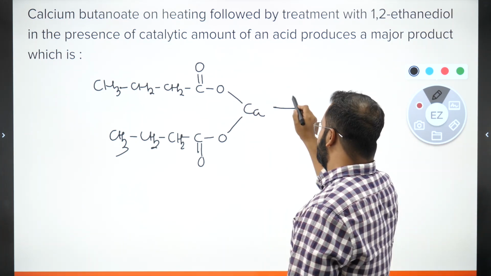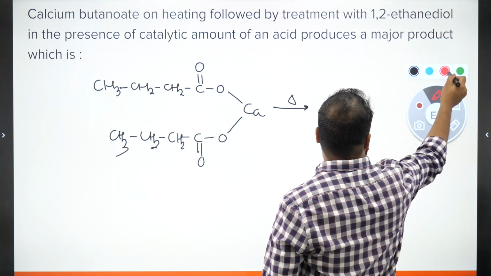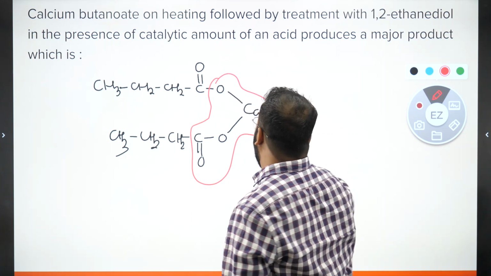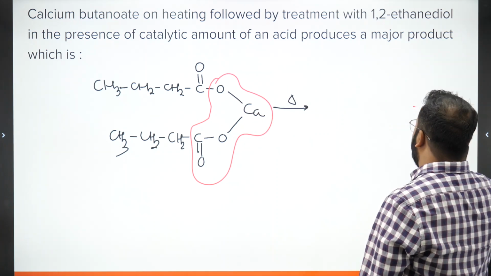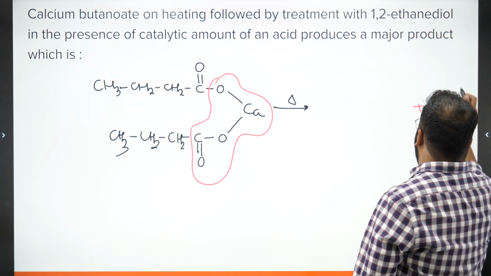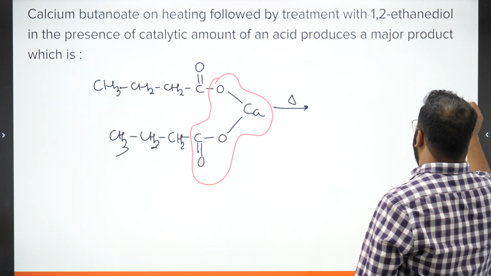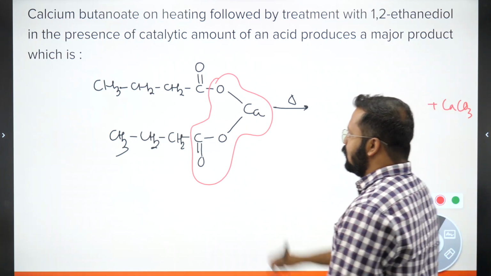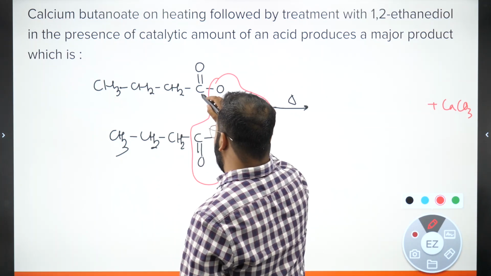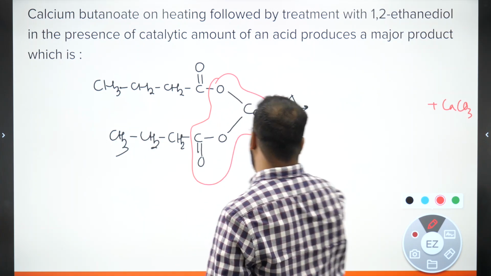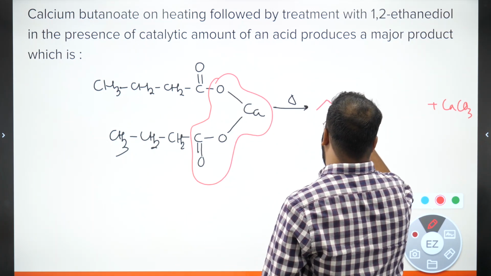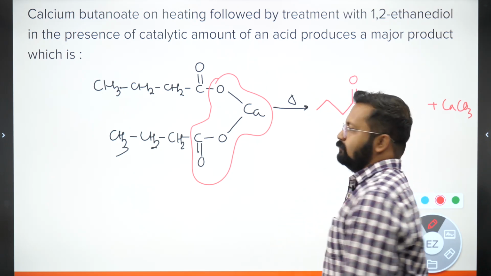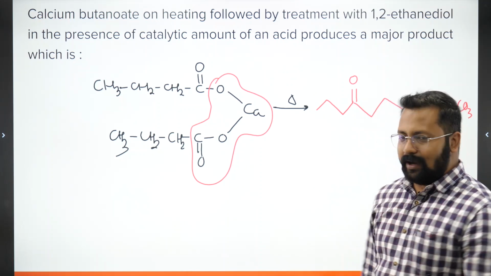When you heat this, what happens? It gives off a molecule of calcium carbonate and whatever is left out will become a carbonyl compound. So 1, 2, 3, C double bond O, CH2, CH2, CH3. So 1, 2, 3, double bond O. Okay, we get a symmetrical ketone.